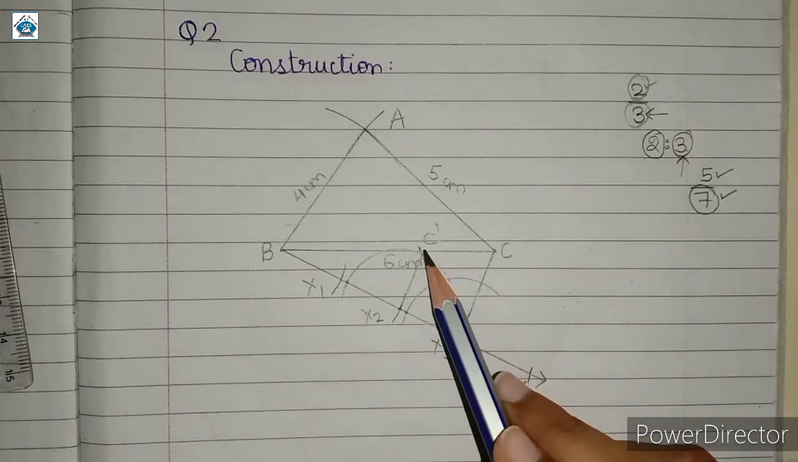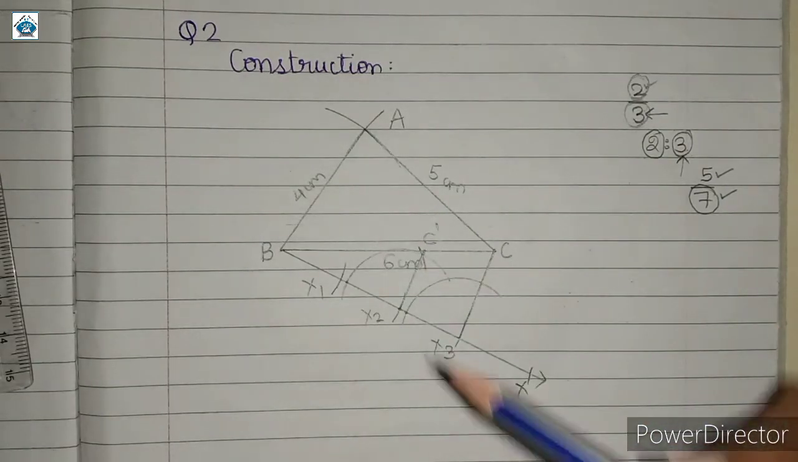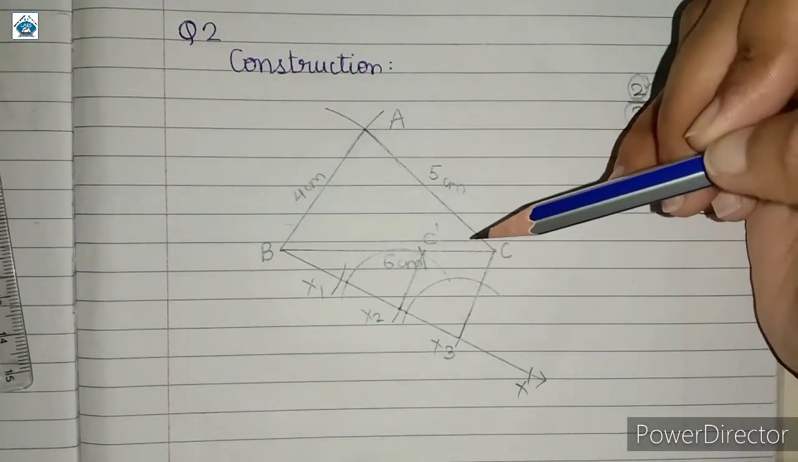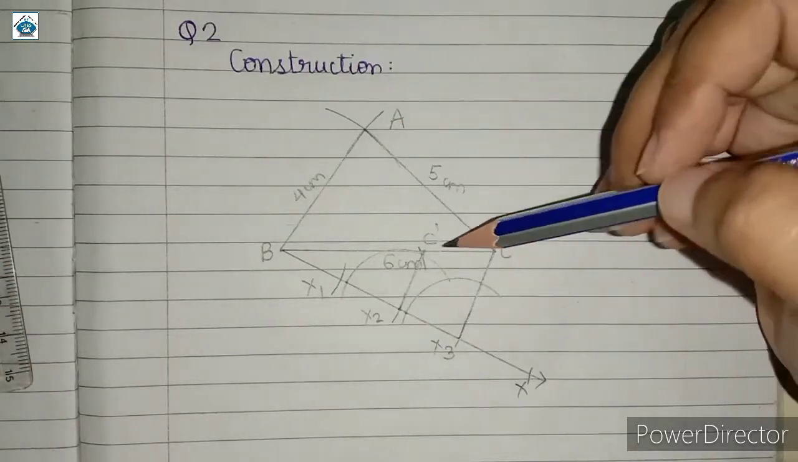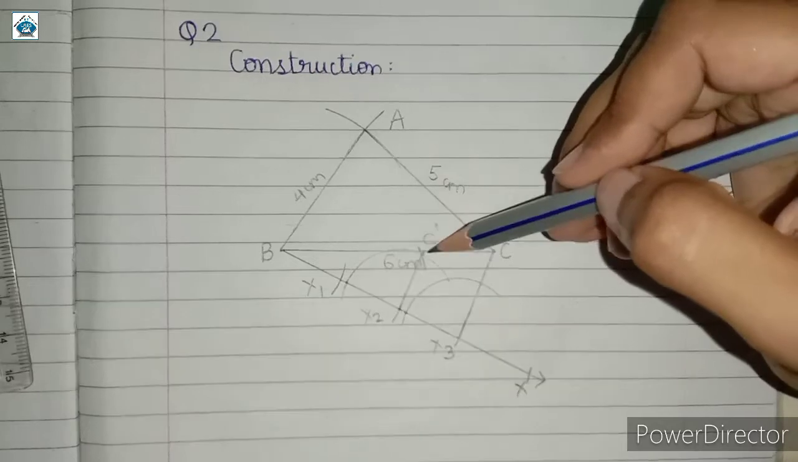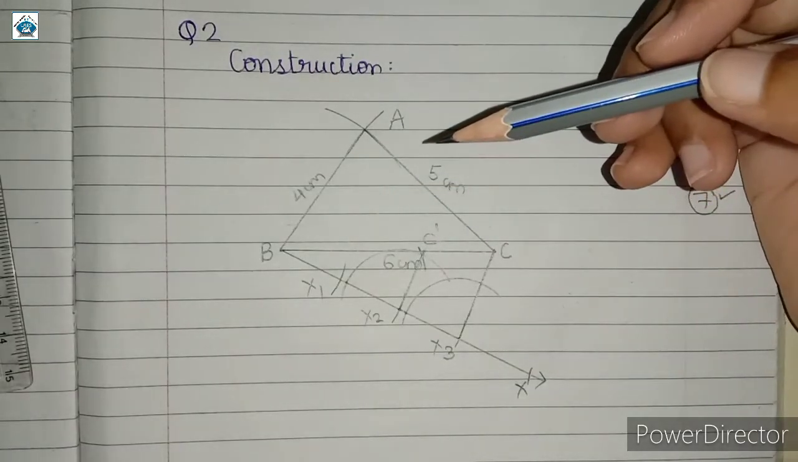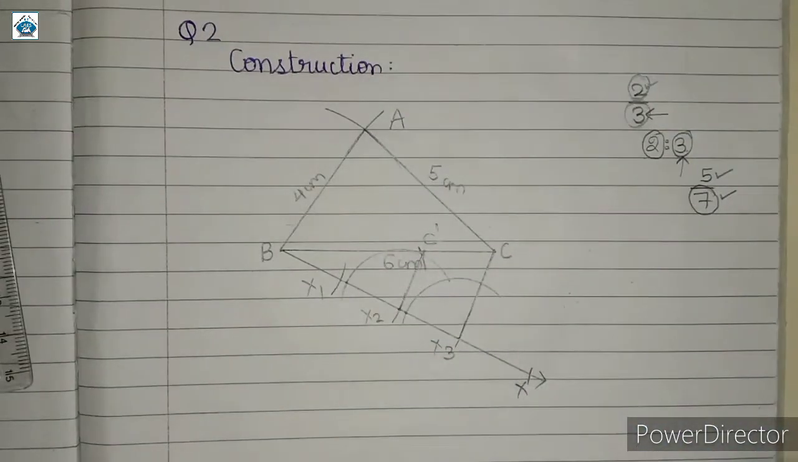So from this point we need to make another parallel line which is parallel to AC, right? Now from C dash also we will construct a parallel line, and after constructing this side we will get the new triangle, right? So once again let us quickly revise what we did till now.